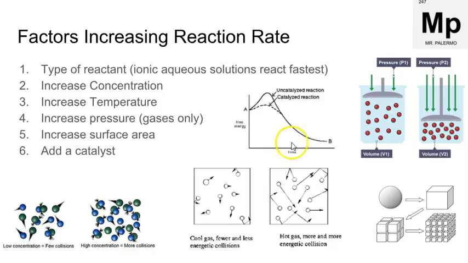And the last thing we can do is we can add a catalyst. And what a catalyst does is provide that alternate pathway for the reaction to occur. And what it really does, if you look at it, is it lowers the activation energy. It lowers the amount of energy needed for an effective collision. So we have a greater chance of that reaction happening, and it happens at a much quicker rate.